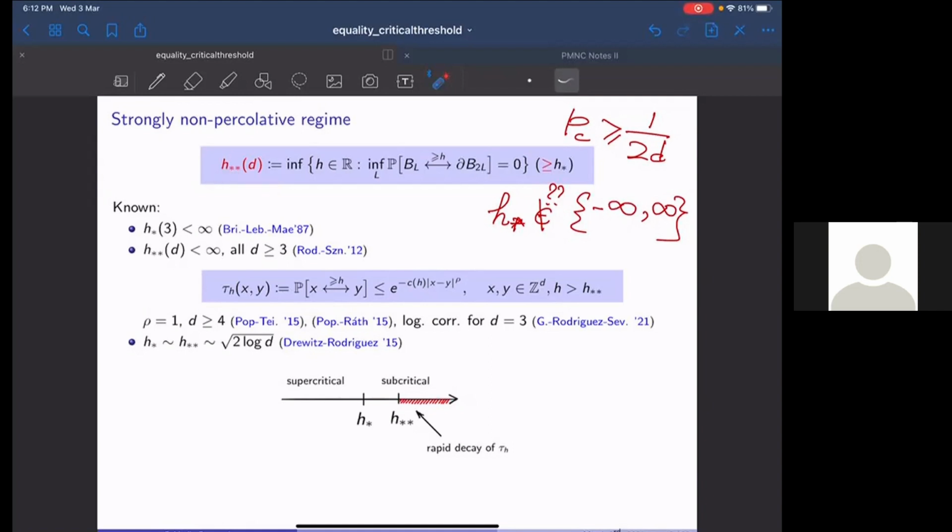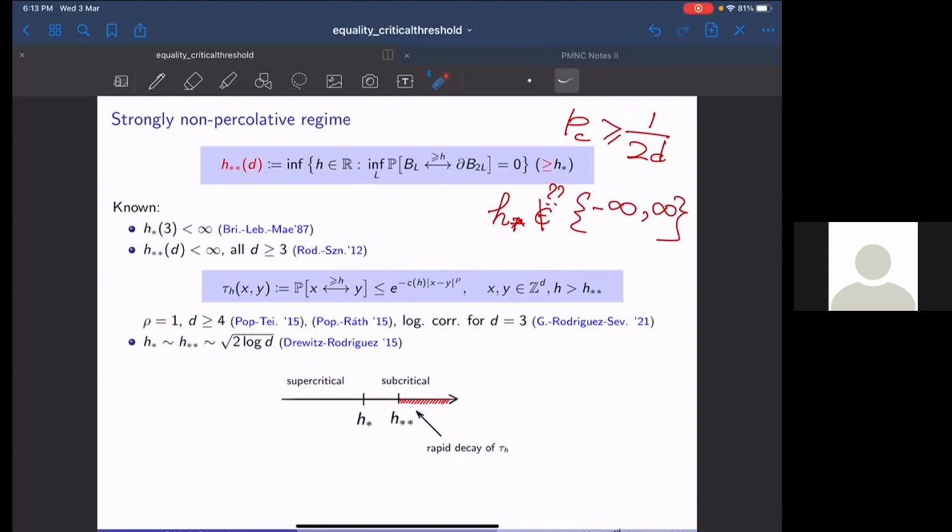which is defined as follows. If your height is above this threshold, your connection probability of annuli with commensurate radius, so let's say BL and B2L, they are positive along some subsequence. Sorry, I'm sorry.